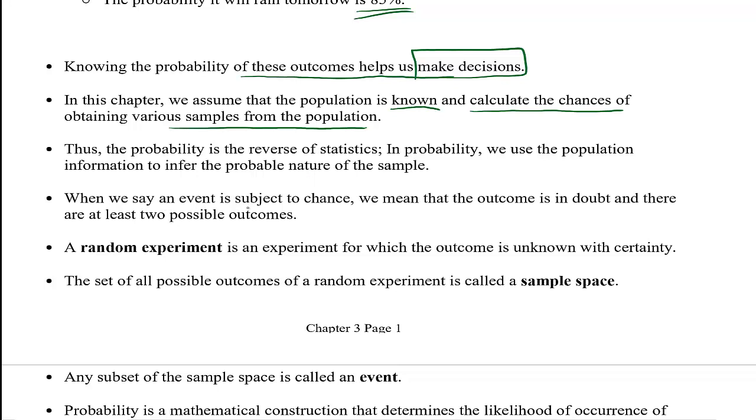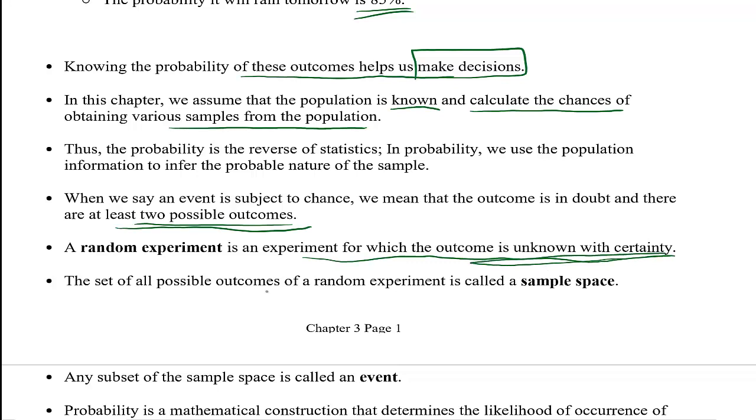When we say an event is subject to chance, we mean that the outcome is in doubt and there are at least two possible outcomes. هذا الحادث له حصة ظهور، أي أن هناك تجربة ما لها على الأقل نتيجتان. هذه التجربة تسمى random experiment. A random experiment is an experiment for which the outcome is unknown with certainty. هي تجربة ما بحيث أن نتيجتها غير معروفة بشكل مؤكد.